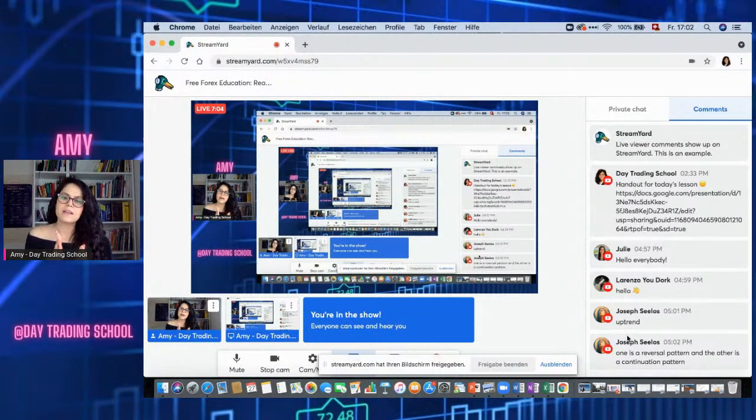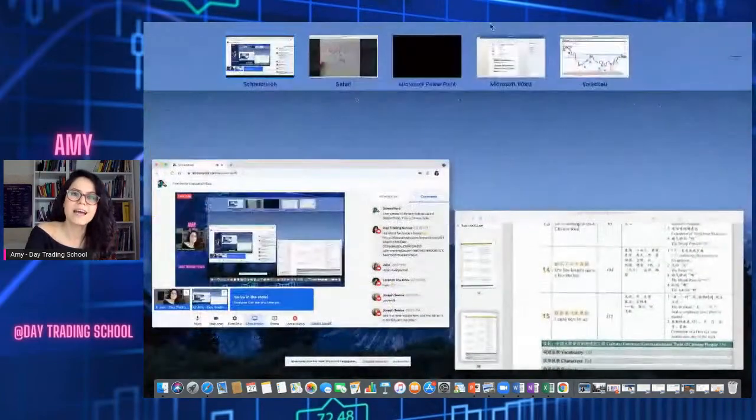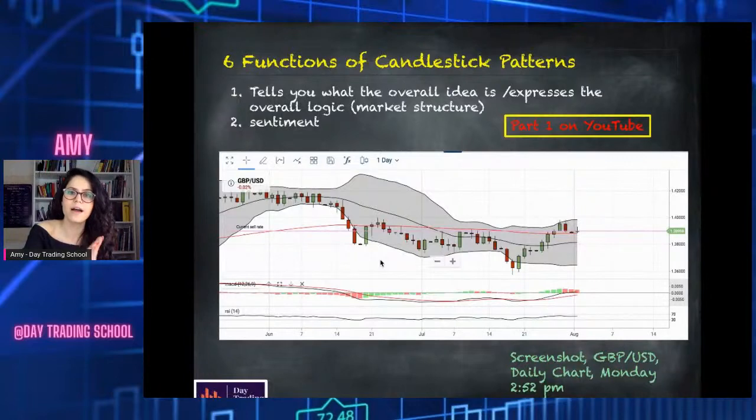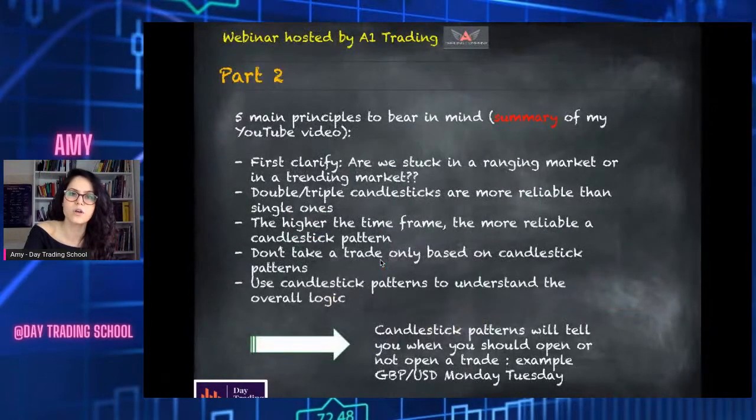That means it depends on the context. Depending on the context, you either have a reversal pattern or a continuation pattern. But it also depends on so many more aspects. The better you can read candlestick patterns, the better you can predict price direction. This is all what I have mentioned in part 1 on my own YouTube channel, but I want to revise it to make sure that we are all on the same page. Now, let me ask you another question.